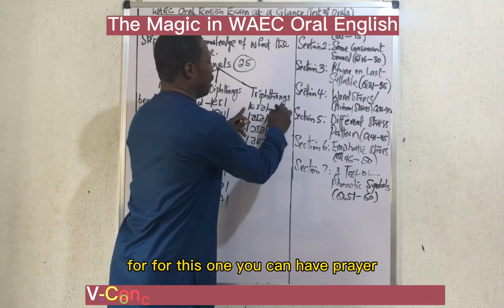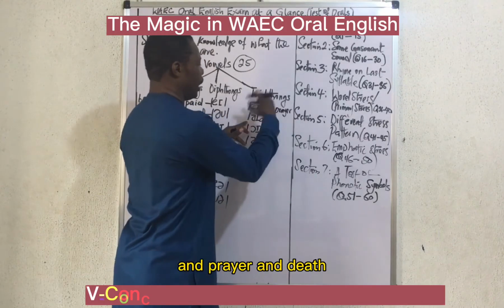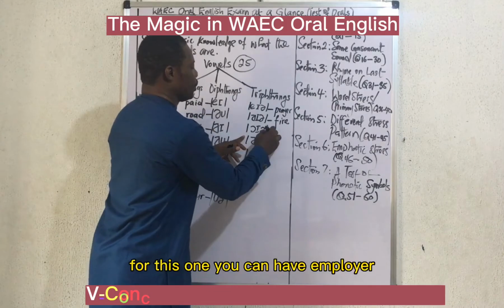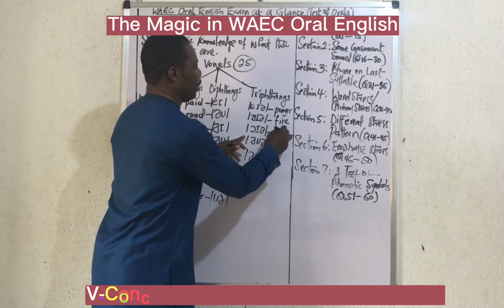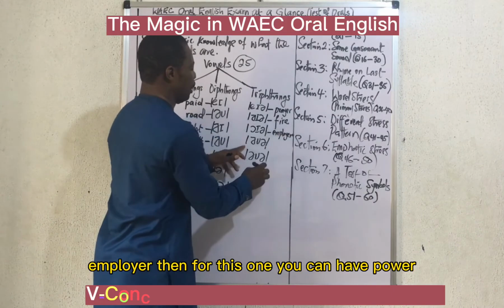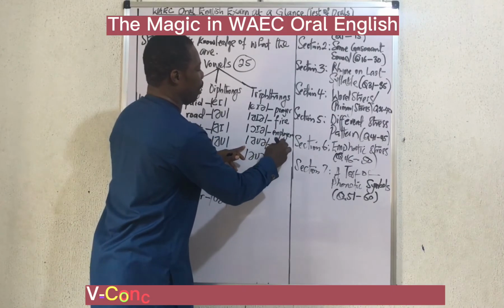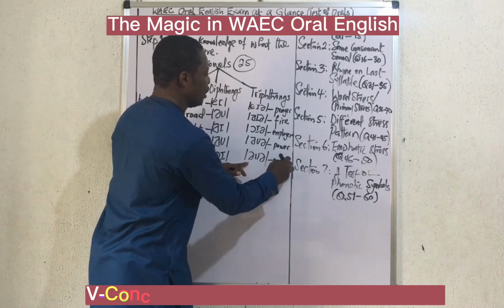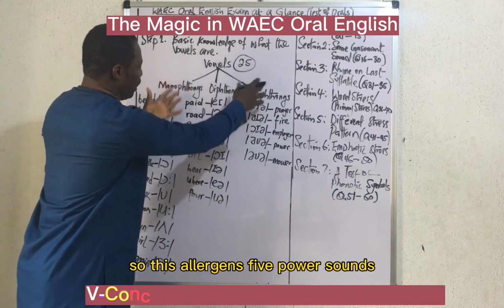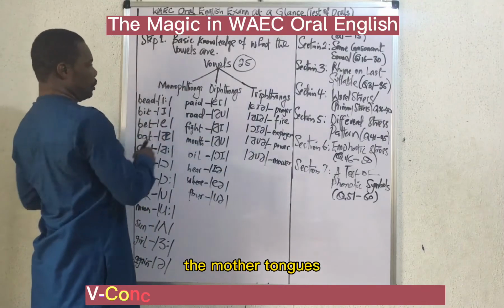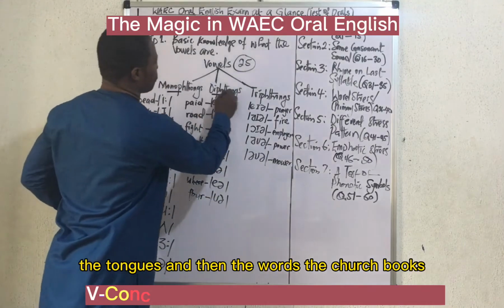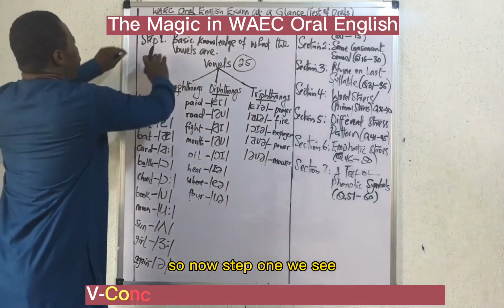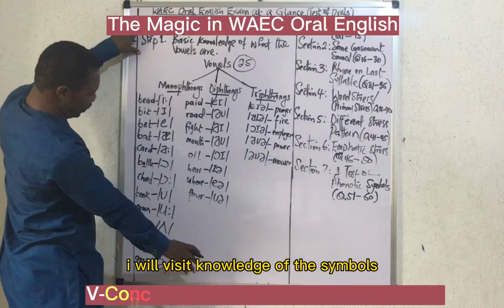For this one, you can have prayer, and player can be there as well. For this one, fire. For this one, employer. Then for this one, power. And then for this one, more. So these are the 25 vowel sounds: the monophthongs, the diphthongs, and then the triphthongs. So now, step 1, we say have a basic knowledge of these symbols.